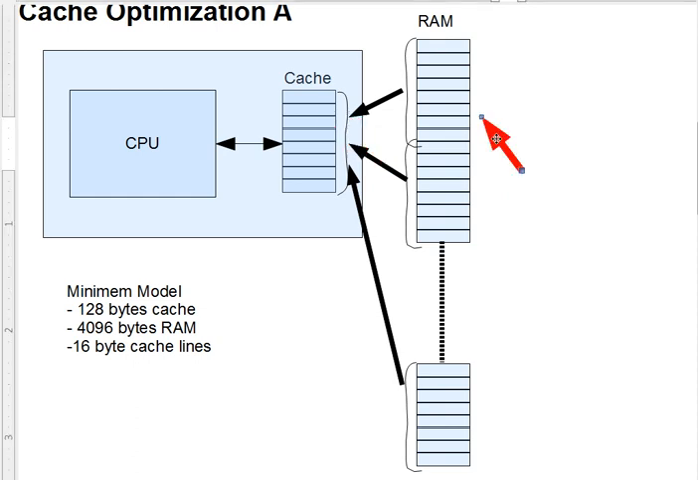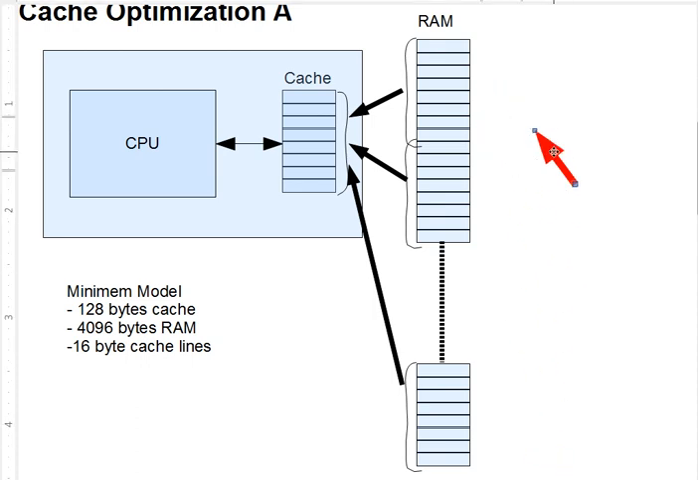Coming back from a pause there, the 4096 byte RAM has 4096 divided by 16 is 256 cache blocks, as we said earlier. Every 8th one competes for the same home cache line, so there are 32 cache blocks, 256 divided by 8, competing for each home cache line.